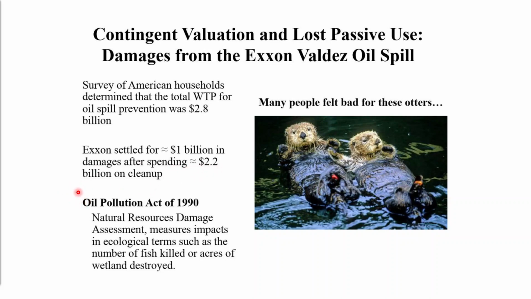And just on a side note, the event motivated the Oil Pollution Act of 1990, where damage assessment, instead of looking at willingness to pay, looks at ecological terms such as how many fish were killed, how many otters were destroyed, or how many wetlands were destroyed. Okay. But even for this, we still ran into the problem: what is the value of a wetland? What is the value of otters? Okay. So that is still a very difficult question to answer.